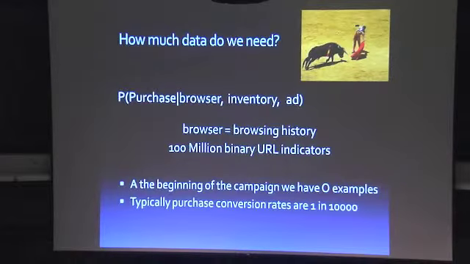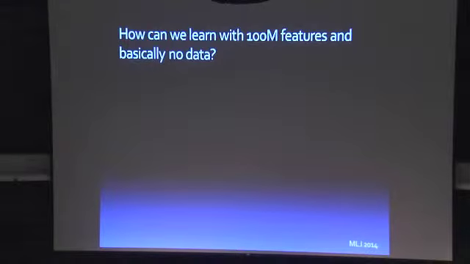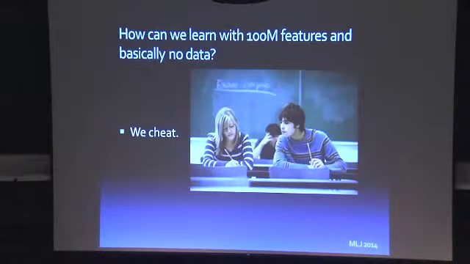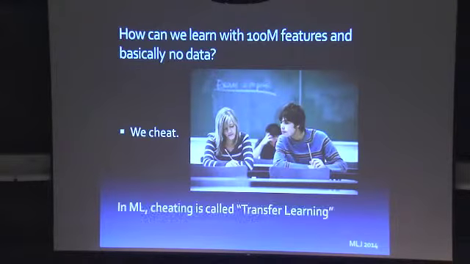The other problem, coming back to the N over P, is that it doesn't really matter what N is. What matters is how many people I observe buying stuff. And believe it or not, there are very few people who buy luxury cars online. So conversion rates are typically extremely low. So what are we going to do about that? We're going to cheat. Now, that's the good news. In machine learning, this is called transfer learning.